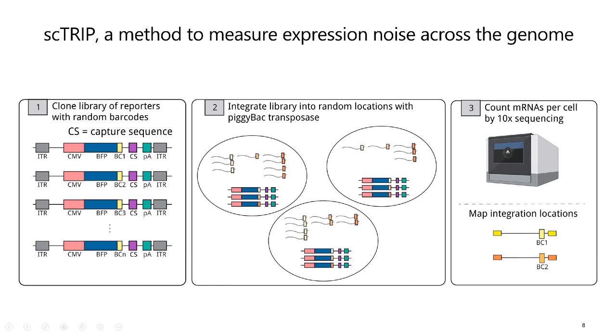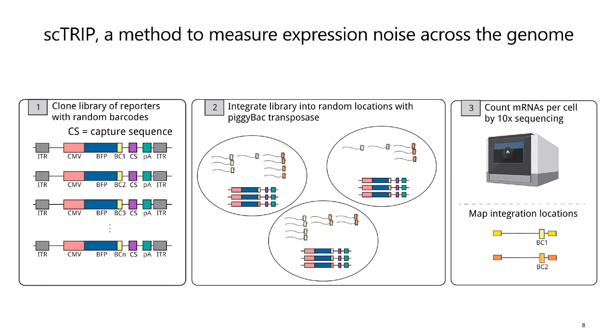Now, when we integrate the library into random locations with piggyBac transposase, what we're really interested in is looking at its expression in single cells. This is a single-cell biology conference, after all. You can imagine in these 3 cells, they have the same integrations and the same barcodes. But for example, this yellow integration here might produce 3 mRNAs in one cell, 1 in the other cell, and the same for all the other mRNAs. So what we're interested in doing is counting the number of mRNAs per cell by 10x sequencing, and also mapping the locations of the integrations so we know where they are.